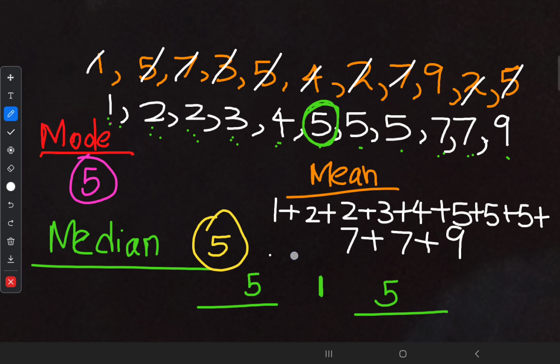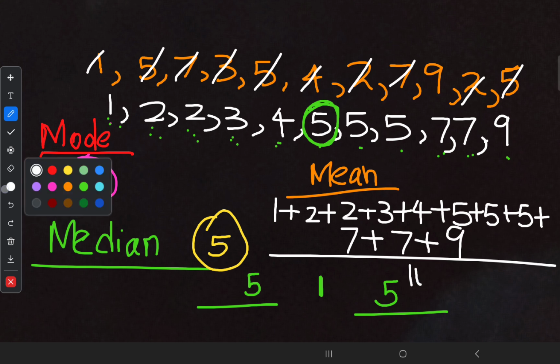After that, you have to divide that by the number of data. First we add the values of the data, then that should be divided by the number of data. That means a total of 11 data is given, so that should be divided by 11. Okay, first of all, let's add them.